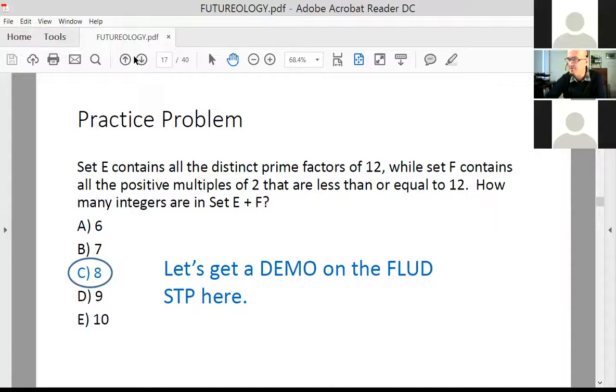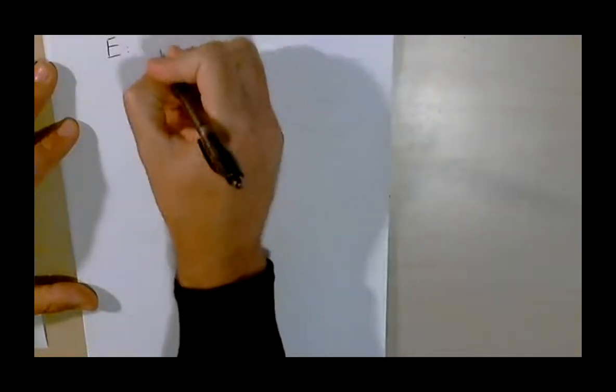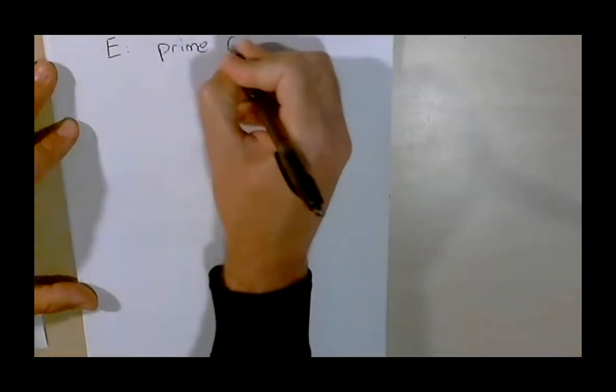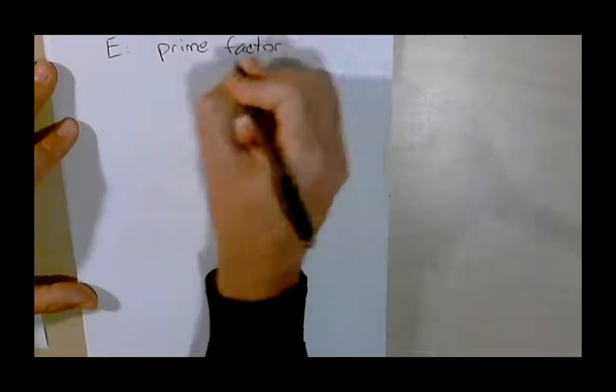So I've written that the correct answer is 8. I actually think it's going to be 7. But let's solve it together and we'll see what it is. So let me flip us back over here. And we have set E. E contains all the prime factors of 12. So we're looking for the prime factors. Again, the factors are what go into 12.